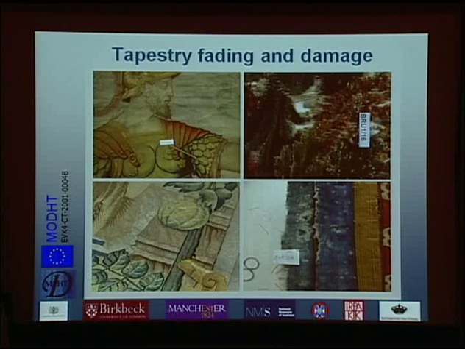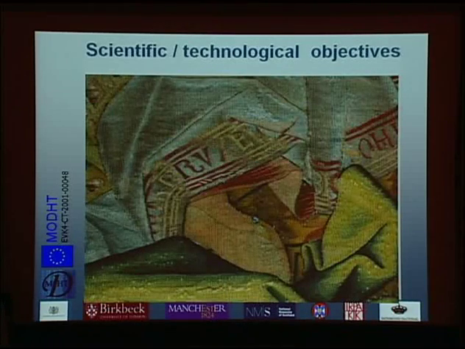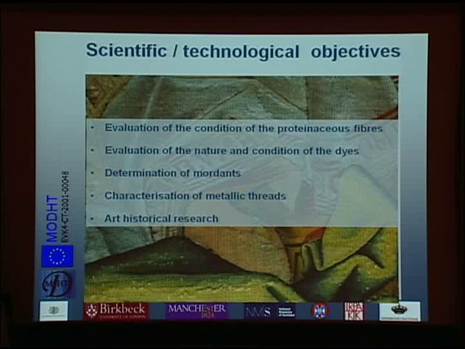We've talked a lot in this conference about visual damages in tapestries, such as fading, falling out of weft yarns or frayed borders. But what we were really concentrating on was the invisible markers, the physical chemical degradation that you cannot see, what's going on really on the micro level in degradation of silk and wool. More specifically, the objectives were the assessment of the condition of wool and silk fibers, the identification of dyes, mordants, characterization of metal threads, and also art historical research. Today, I'm only really going to talk about wool and silk fibers.